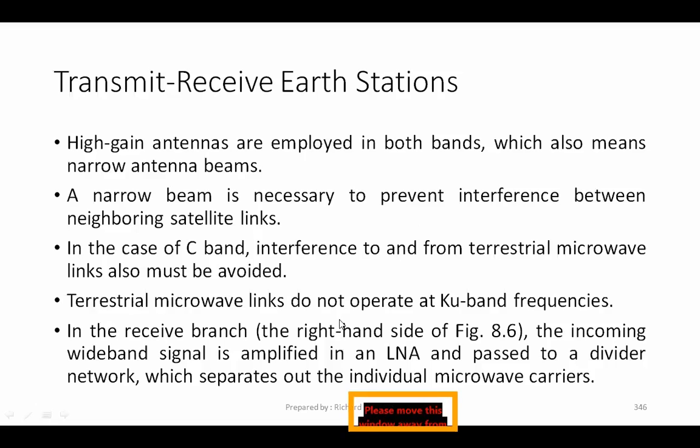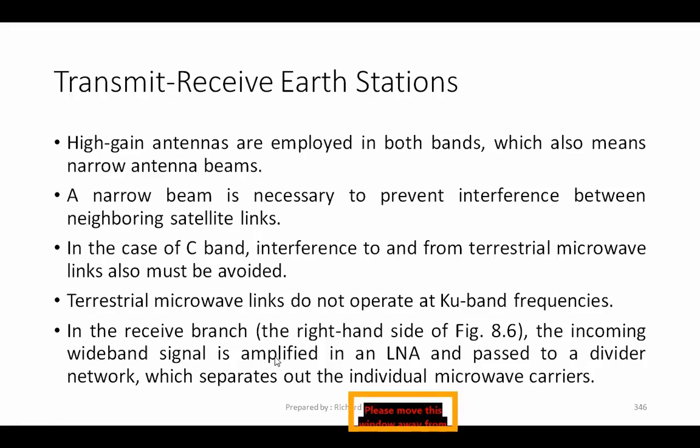Terrestrial microwave links do not operate at Ku band frequencies. So that's the reason we use these types of signals, and once we start transmitting, we can upconvert and accordingly use the gigahertz range, and then we can just transmit.